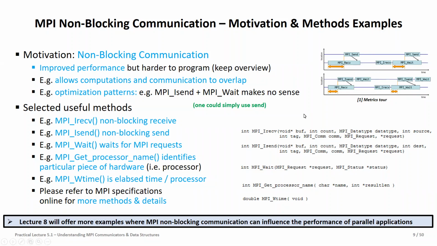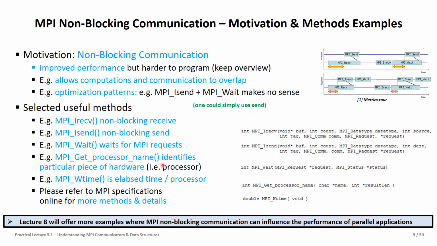We don't put an emphasis on this here, just to first understand non-blocking communication before we go into some examples. A couple of other useful methods: the non-blocking send and receive I already mentioned. MPI wait is waiting for a specific MPI request, which we will see in the example. Then there are others, like get processor name, which shows you on which compute node you're running.